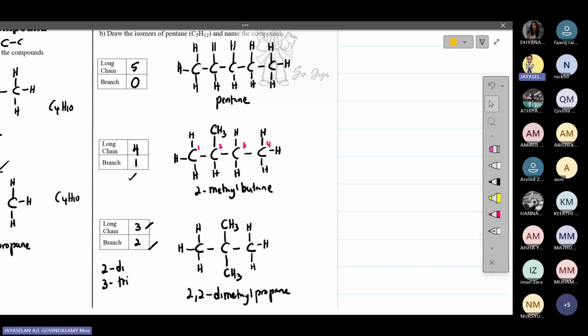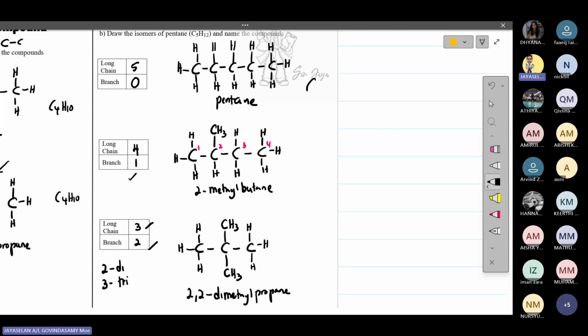Nikhil, if I go very fast, let me know. Okay, sir. You understand this one? Can, sir. Easy, easy. No worries. So this one easy, sir. Alkene also easy.